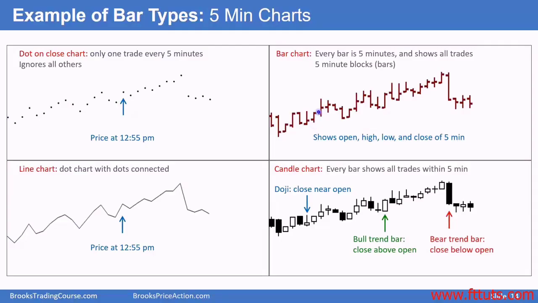And a candlestick chart is a version of that, except that if a bar opens low and closes high, the candlestick chart gives it a white body. If a bar opens high and closes low, the candlestick chart gives it a black body. So it's just quicker to see how many bear bars there are and how many bull bars there are.